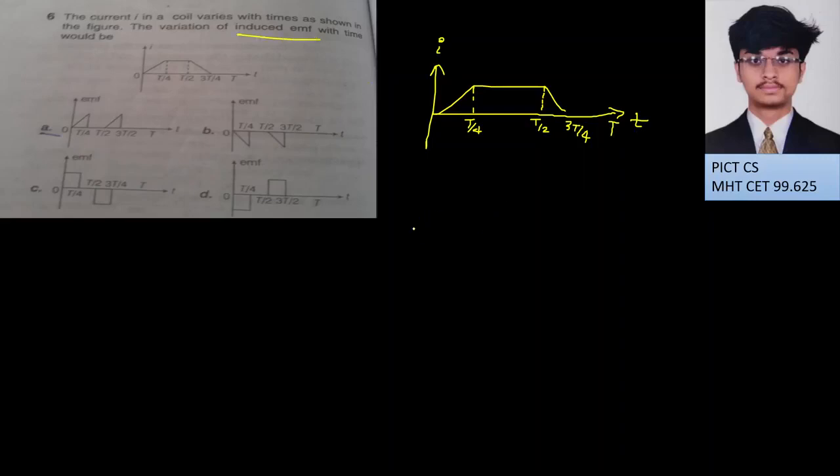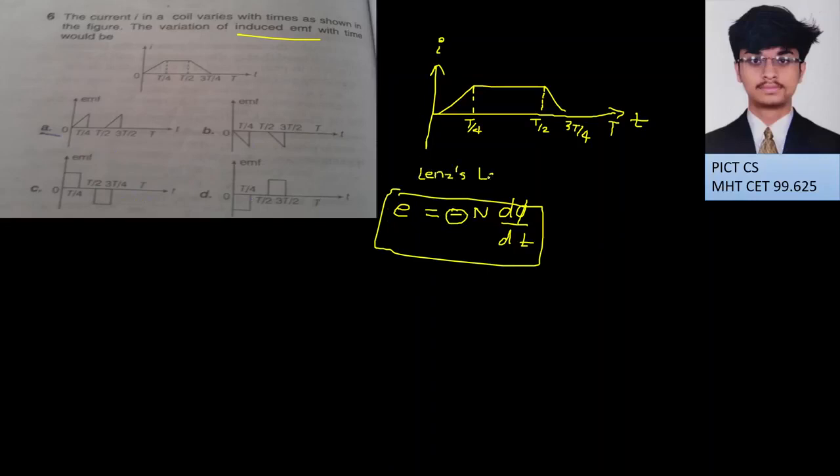Induced EMF is asked. So we all know, according to Lenz's law, the equation of E is minus n d phi by dt. In graphical questions, we have to consider this minus sign as well, because maybe sometimes the answer goes in the negative quadrant, so this minus sign is also very important, and it is basically a consequence of Lenz's law, right? So yeah, let's calculate d phi by dt.